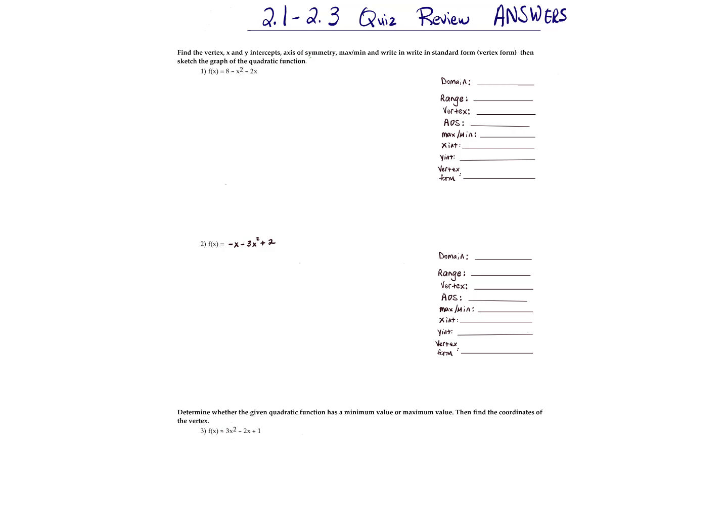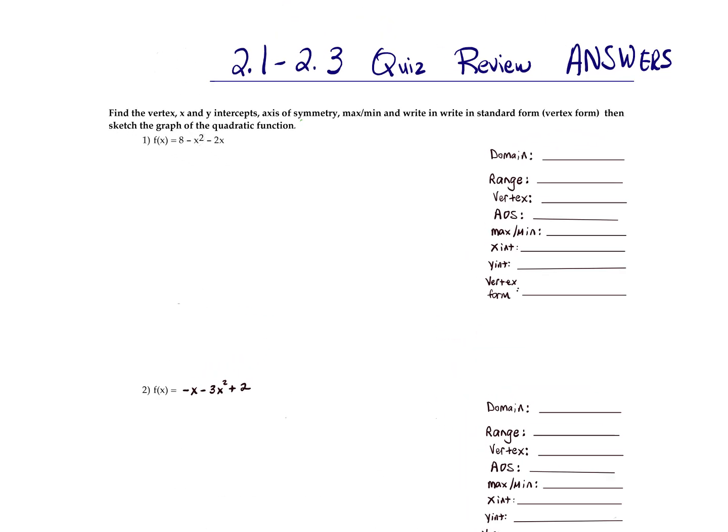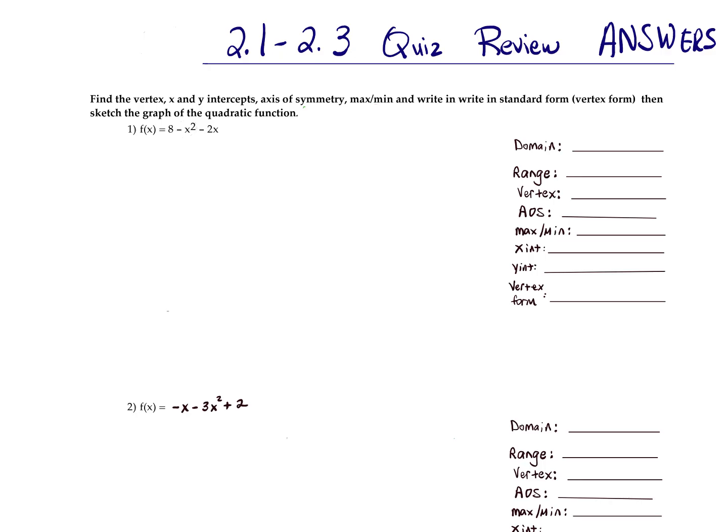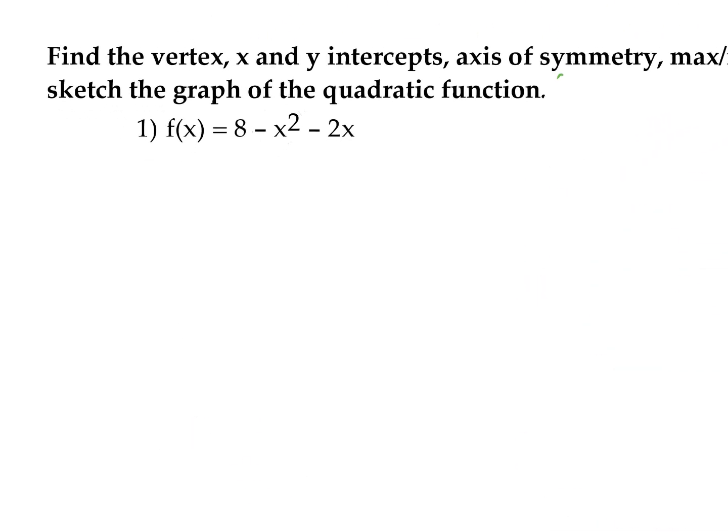So quiz tomorrow is on 2.1 through 2.3. Let's start by looking at the quadratic stuff. So some 2.1. We want to find the vertex, the x and y intercepts, the axis of symmetry, max and min, and write the standard form, which is vertex form, and then sketch the graph. So lots to do with this one question.